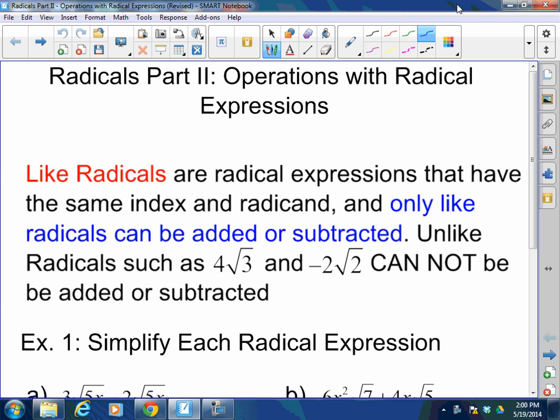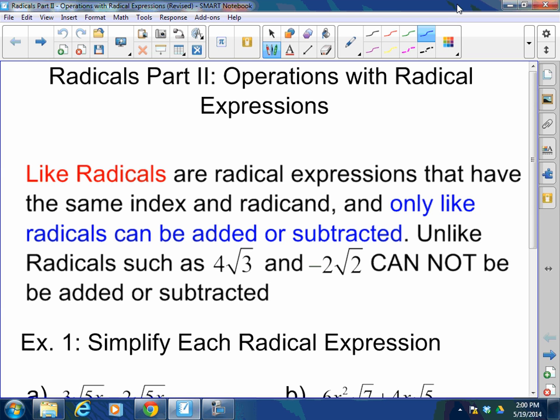Today we are going to continue with radicals, and we're going to be talking about how to deal with operations of radical expressions. We already know how to multiply and divide and simplify. Today we're going to learn how to add and subtract radicals. And it's actually really easy. I'm going to take you back really quickly just so you can get this concept down, and then you're going to see how easy this is.